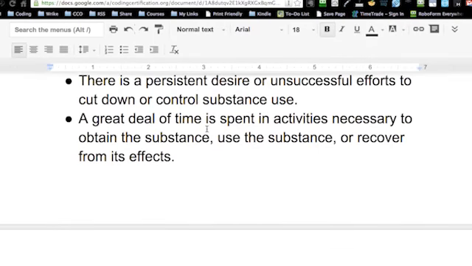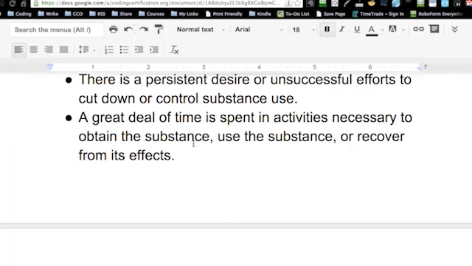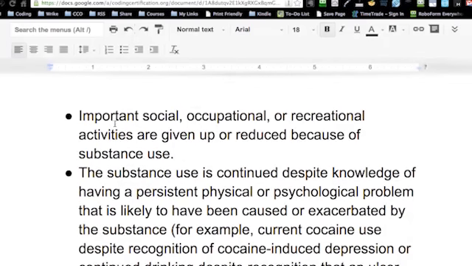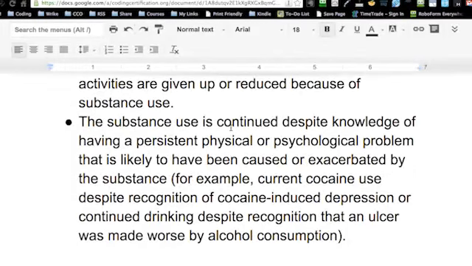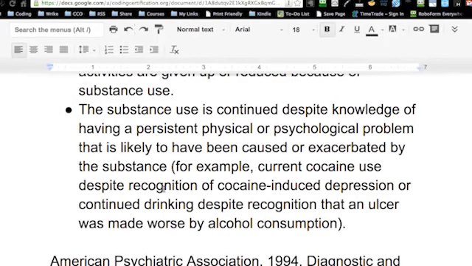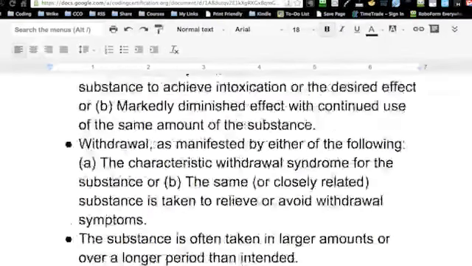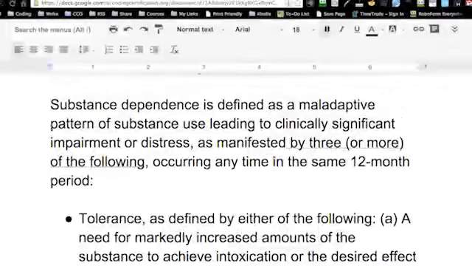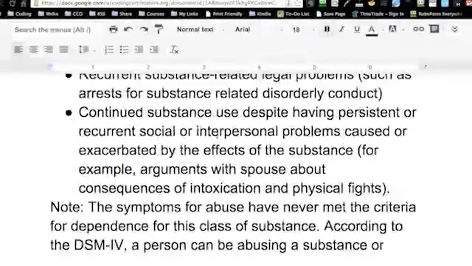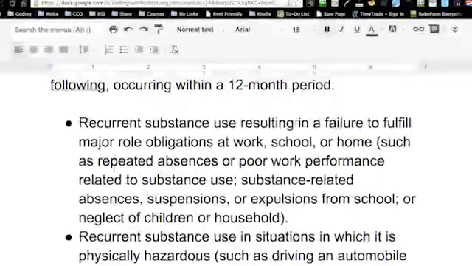And then a great deal of time is spent in activities necessary to obtain the substance, use it, or recover from it. Important social, occupational, or recreational activities are given up or reduced because of it. And the substance use is continued despite knowledge of having a persistent physical or psychological problem, like cocaine use, having that cocaine-induced depression, or liver problems. So that is the difference officially between abuse and dependence. Dependence is three or more of those bullets, and abuse was one or more of these bullets.